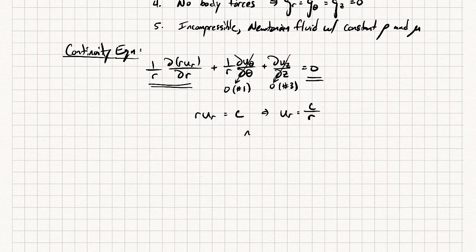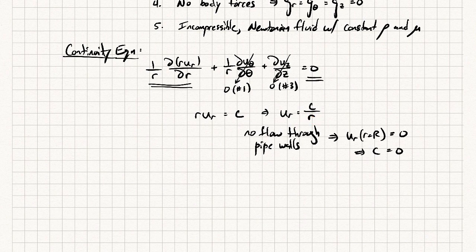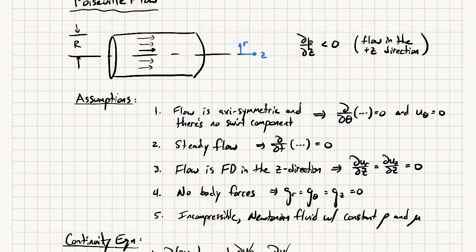So no flow through pipe walls means that ur at little r equal to capital R is 0, and then that just means that that constant has to be 0, right? If I put in a big R here, and this is 0, then the C has to be 0. Well, if the C is 0, that means that ur is 0 everywhere. So you can see that there is no radial component to the velocity in this pipe. So the flow is just going in nice layers. We call this laminar flow. Lamina just means layers. So laminar flow just means it's moving in nice layers.